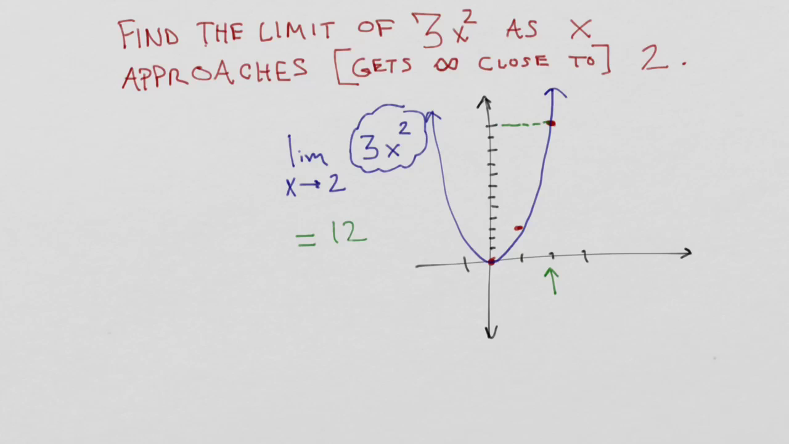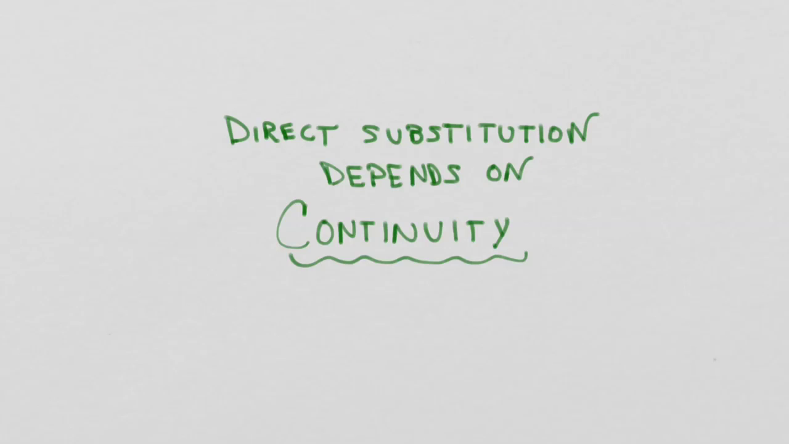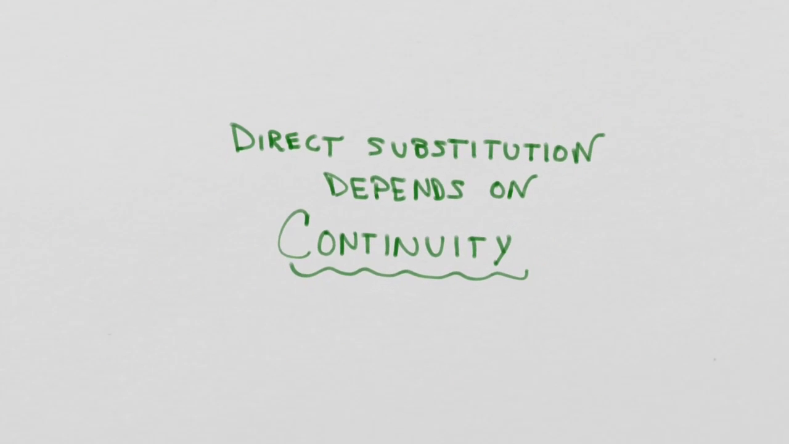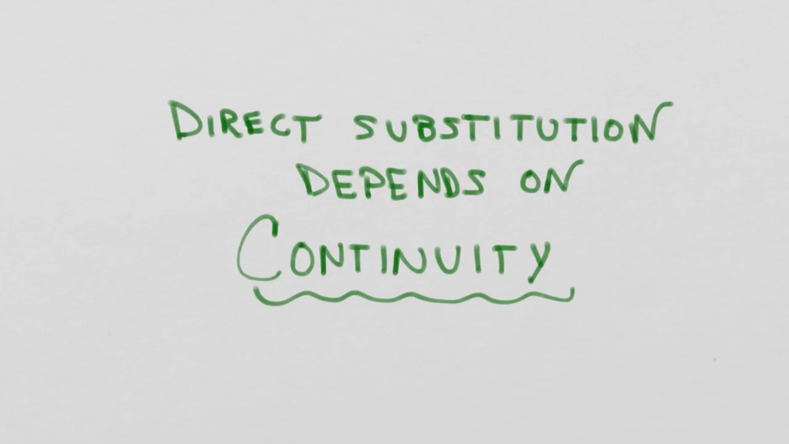Hopefully that makes sense. But what I want to look at is a different approach to this, using this method called direct substitution. I want to emphasize this point. Direct substitution depends on continuity. This is a big deal. Using the method that I'm going to show you, called direct substitution, depends on whether a function is continuous at a particular point.